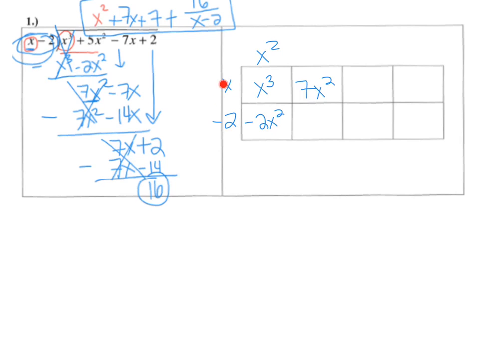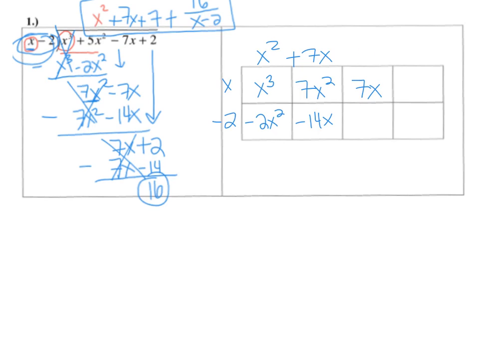And now I work backward. X times what gives me 7x squared? The answer is positive 7x. So 7x times negative 2 will give me this box, which is negative 14x. And now I'm thinking, alright, negative 14x plus what would give me the negative 7x? And it's positive 7x. So that positive 7x plus negative 14x, or 7x take away 14, gives you negative 7.